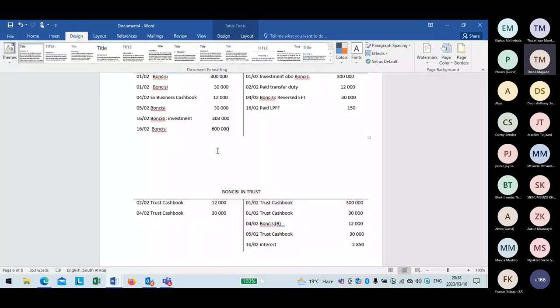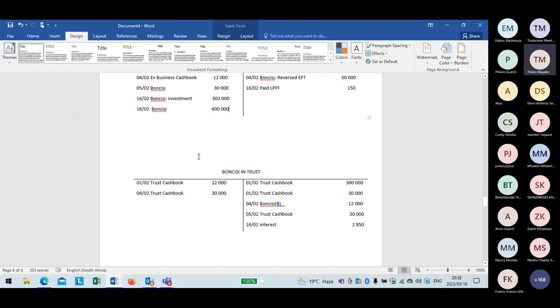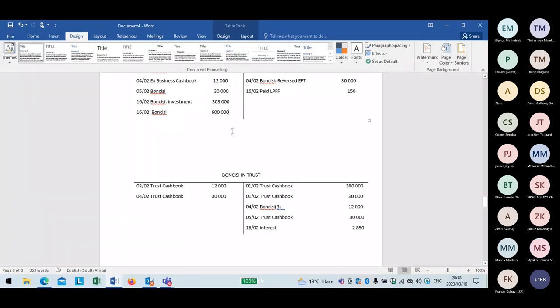So can we now credit Bonchisi with the 600,000? Yes, for the cost. And our narration is, and give Bonchisi the whole amount, the 900,000. Do we now have the whole purchase price in the trust account? Yes, we do. Can we now pay? Are we in a position to pay? We are in a position to pay, sir.